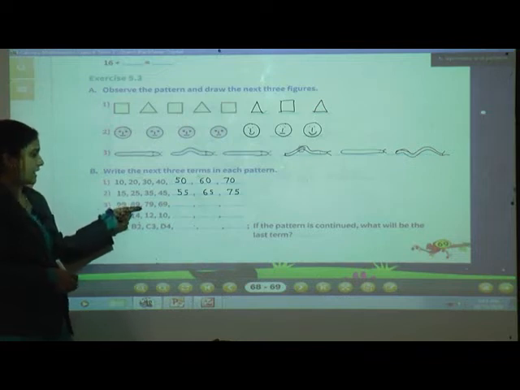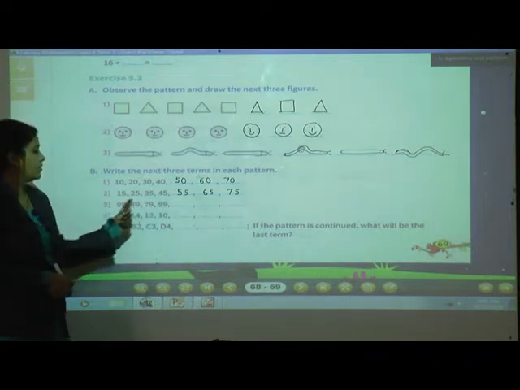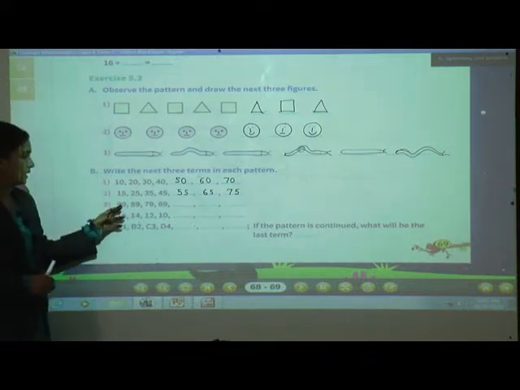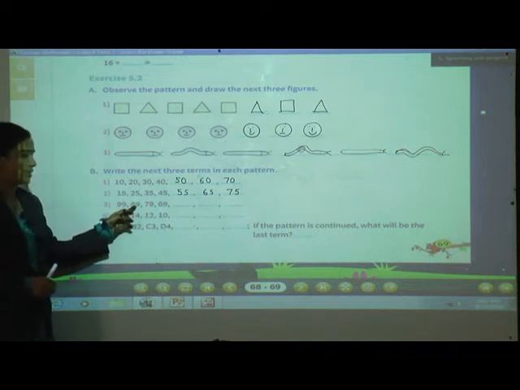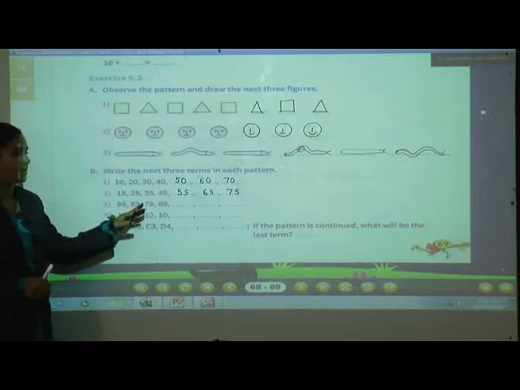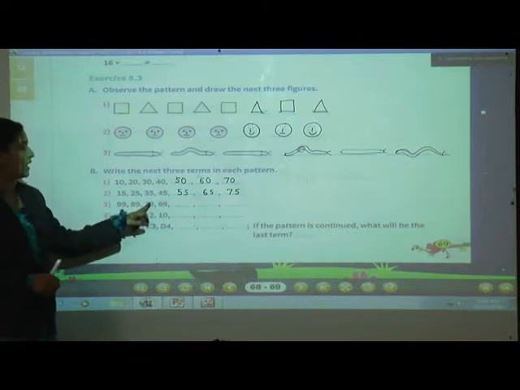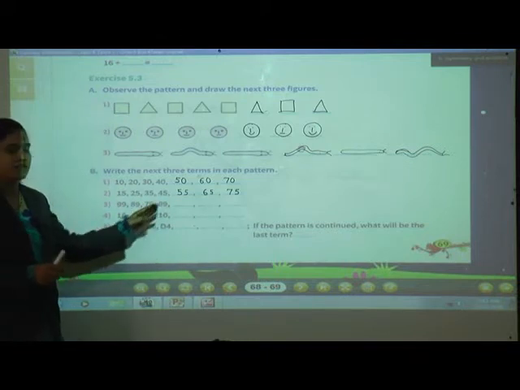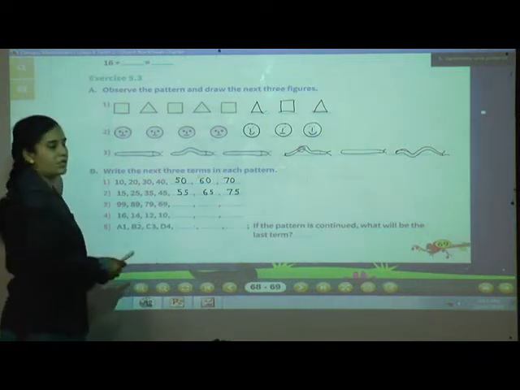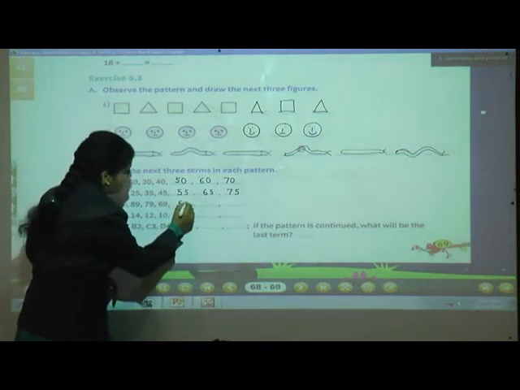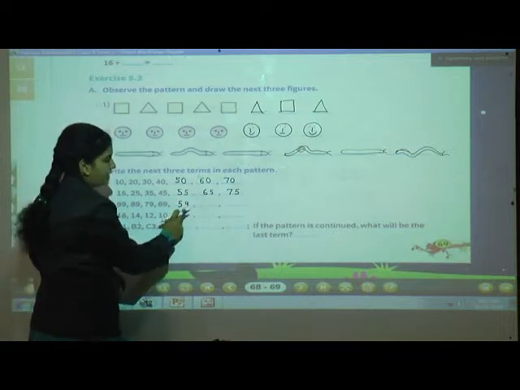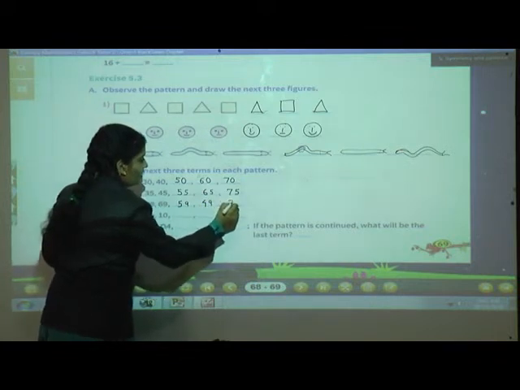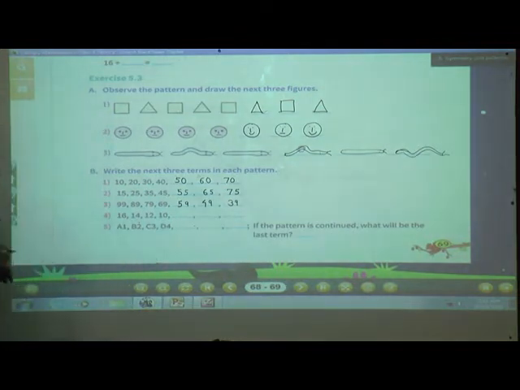Now third one: 99, 89, 79, 69. So which type of pattern here, students? Yes, if you subtract 10 from 99, the answer is 89. Subtract 10 from 89, we will get 79. If you subtract 10 from 79, the answer will be 69. Now just subtract 10 from this, you will get 59. Again here subtract 10. Yes, students, very good, 49. And here 39. Okay. Now fourth one.